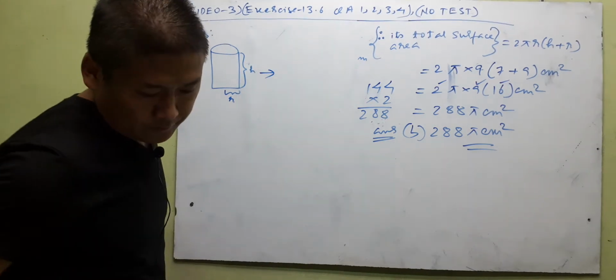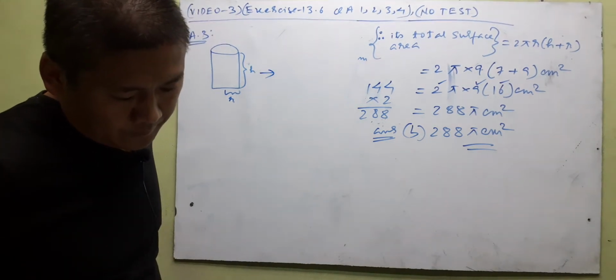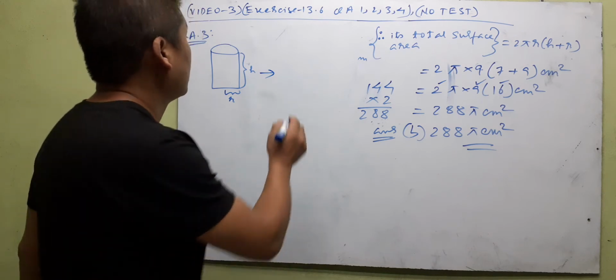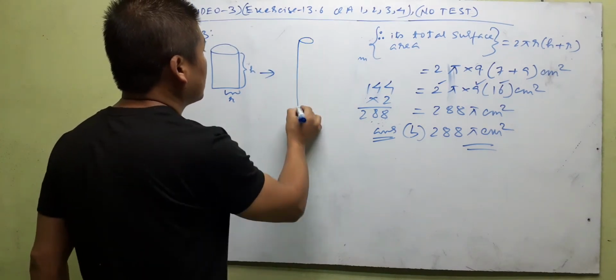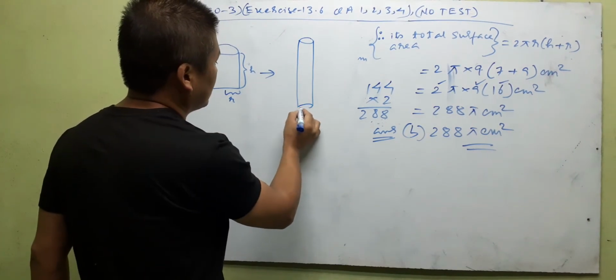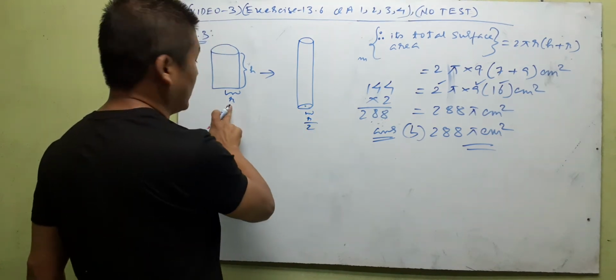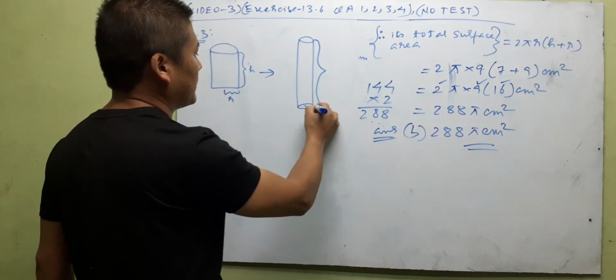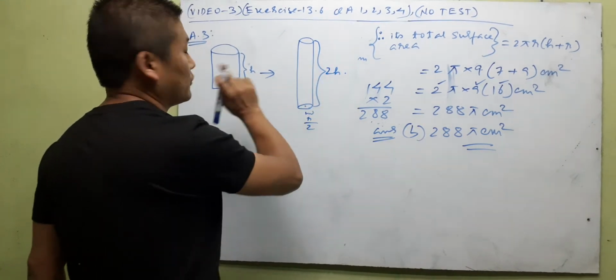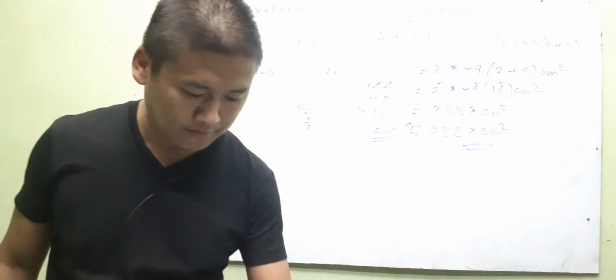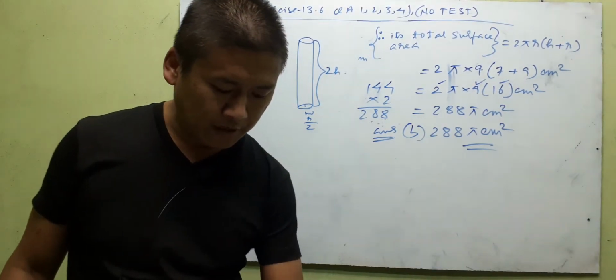Now this is changed, according to the question, radius half, height doubled. So that means taller now and thinner. Radius half means r by 2, half of the original, and height is doubled means it becomes 2h. That's what the question is saying. If this is the case, then what will become of the volume?